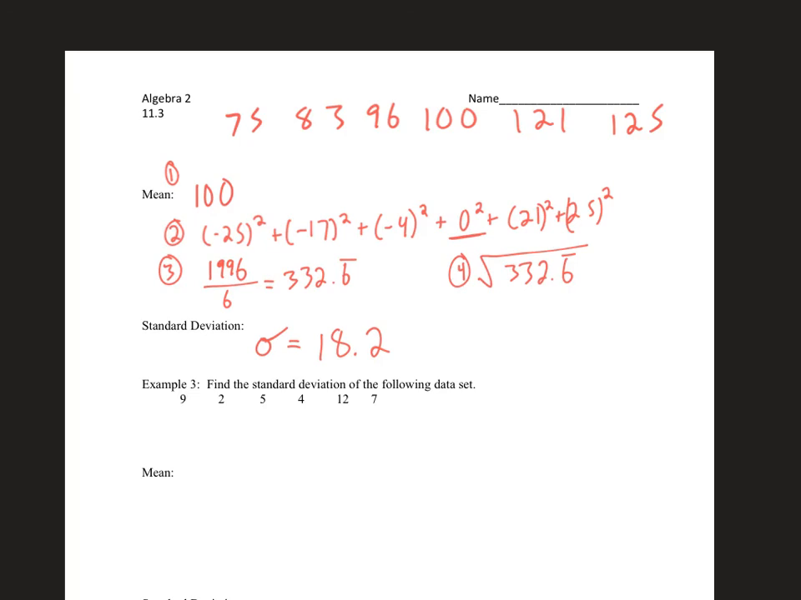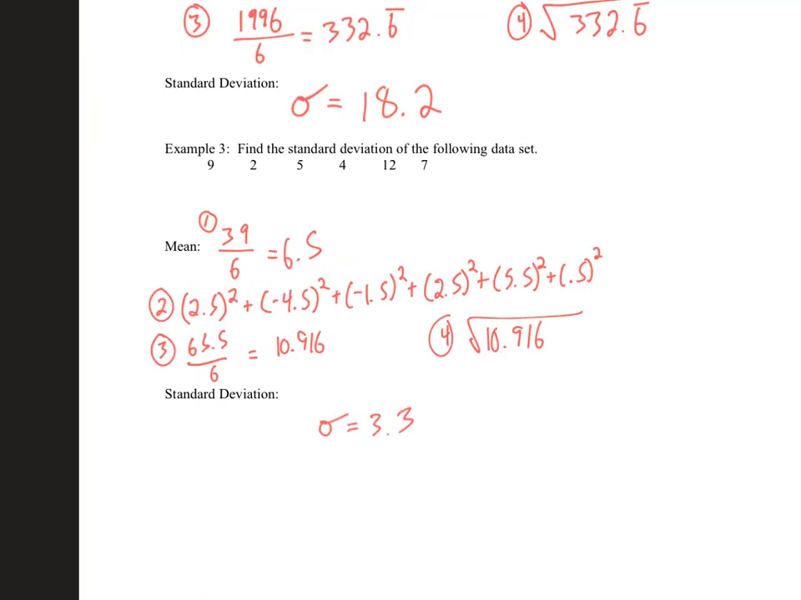Again, you need to be doing this stuff on your own, so I'm going to pause the video, give you some time to try example 3 on your own, and then I'll come back with all the work finished. So here is that work for example 3. The mean was 6.5. Step 2, found the difference between each number and the mean and squared it. Step 3, find the average of that data. Step 4, take the square root of that. That gives me a standard deviation of 3.3. Again, work through these examples on your own. Make sure you can get this standard deviation stuff down so you can find it, because we will be using it later in this chapter.